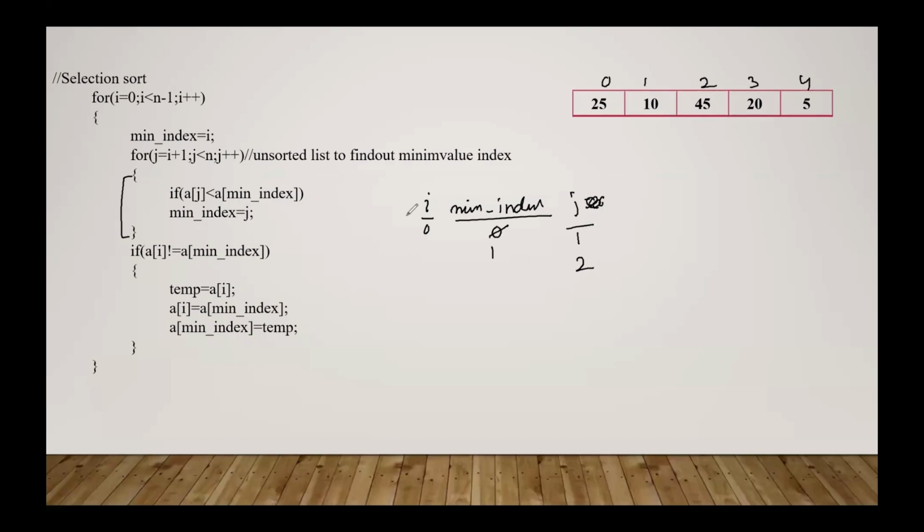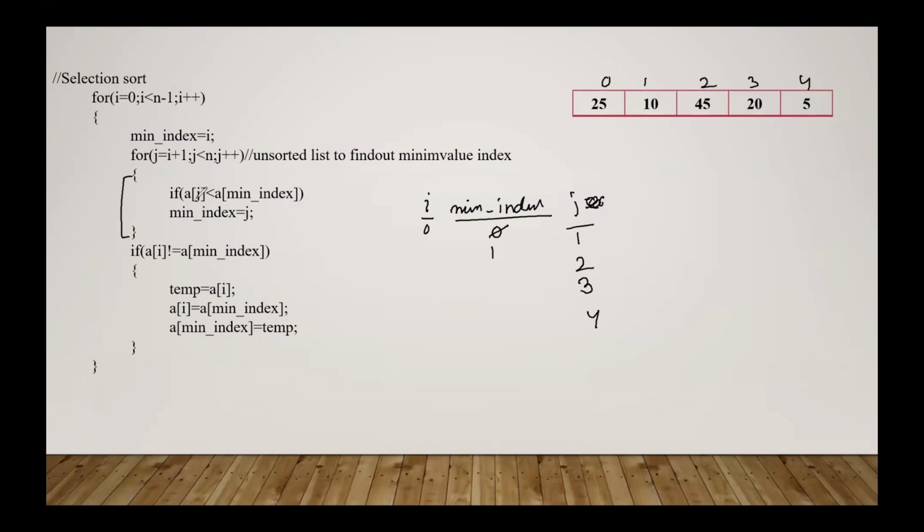So now, what is the a[j] value? a[2] is 45. 45 is less than a[1]. What is a[1]? 10. No, this is not true. If it is not true, the next line will not execute and the j value is incremented by 1, that is 3. So now a[3]. What is a[3]? 20. 20 is less than a[min index]. Min index is now 1, that is 10. Is it true? No, it is not true. So again it goes to increment the j value, that is 4.